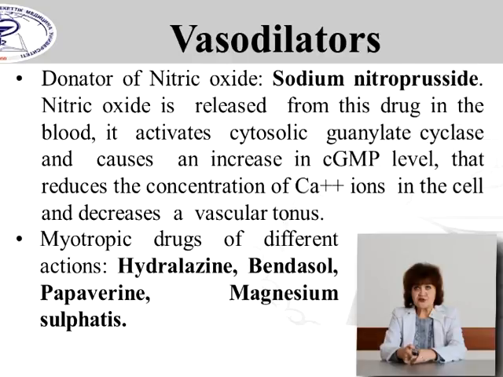Second group of vasodilators, donator of nitric oxide, sodium nitroprusside. Nitric oxide is released from this drug in the blood. It activates cytosolic guanylate cyclase and causes an increase in cyclic GMP level that reduces the concentration of calcium ions in the cell and decreases vascular tonus.